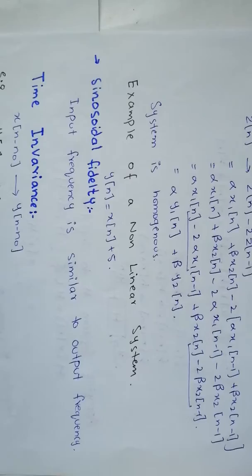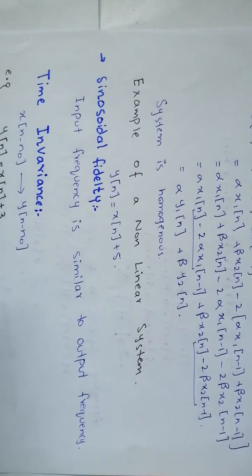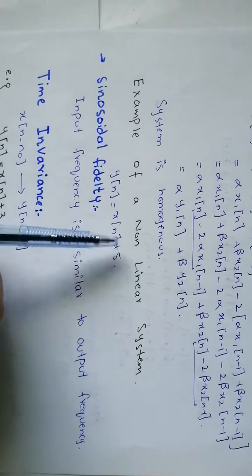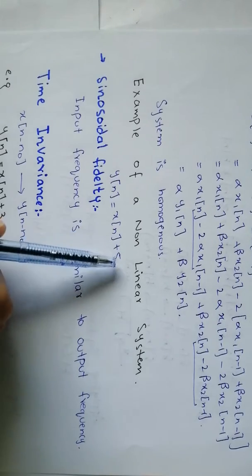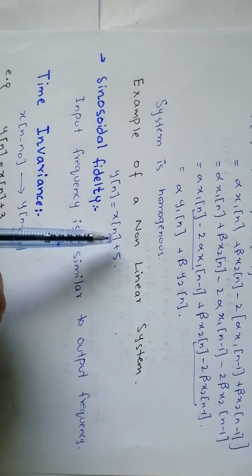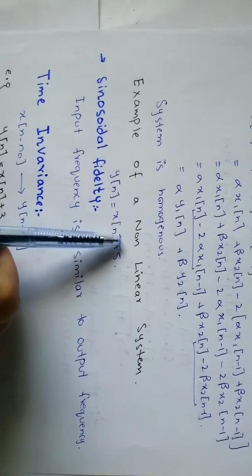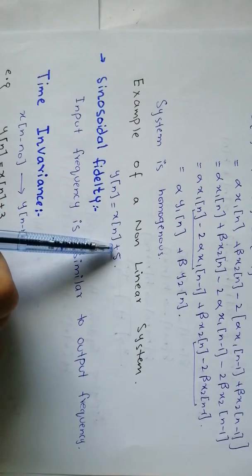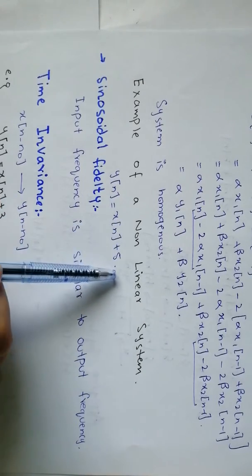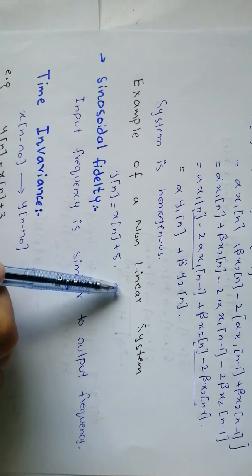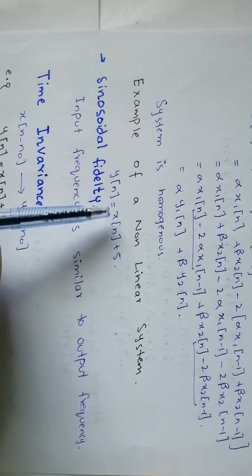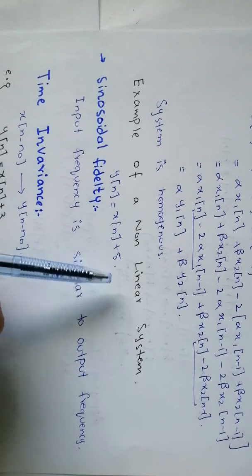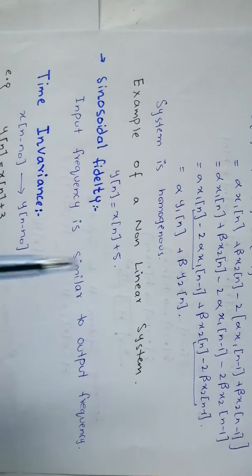There is an example of a non-linear system: y of n equals x of n plus 5. It is easy to check that if we replace the input with x1 of n plus x2 of n, we cannot replace the constant with 5 plus 5. When we split it, it won't equal y1 of n plus y2 of n. So this is a non-linear system.